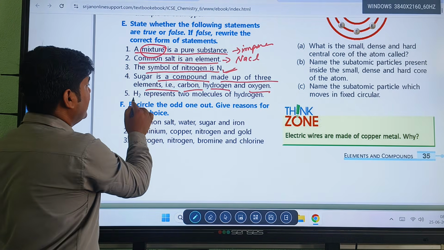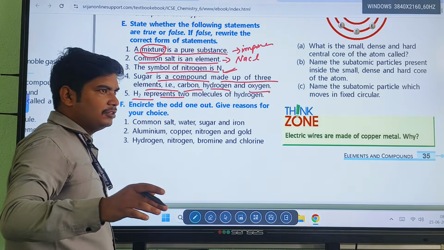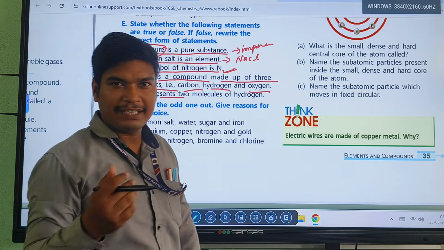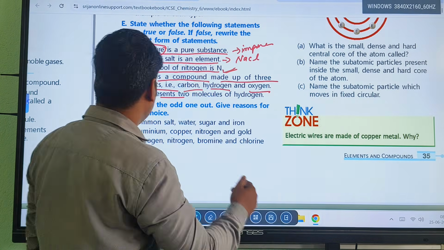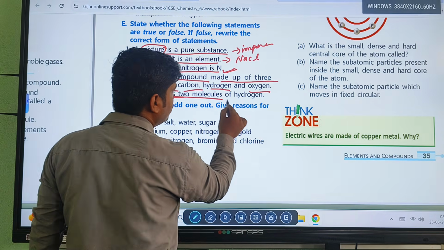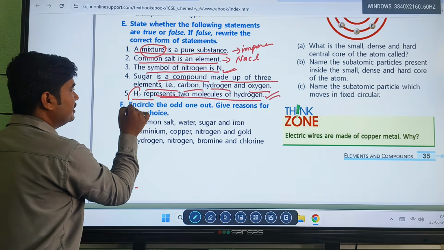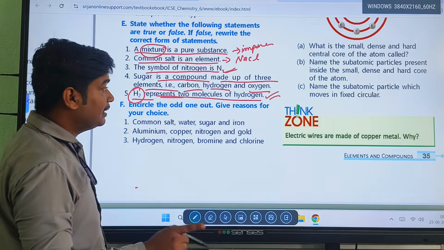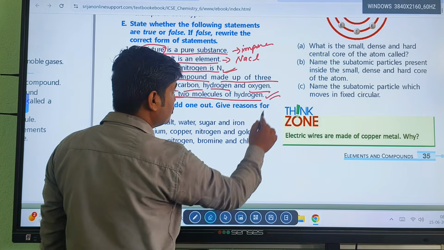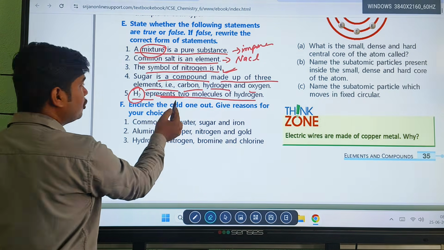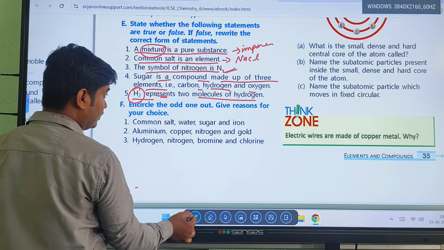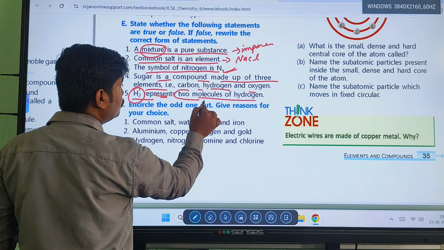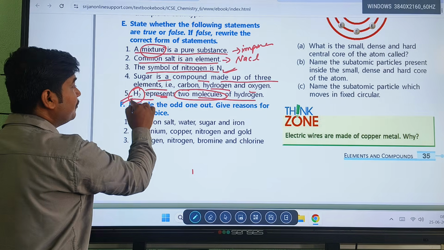Now, that is not the exact formula of sugar, that is the formula of sucrose. Okay. Now, H2 represents two molecules of hydrogen. That is also true because here you can see two atoms are there. Okay. But that is not true. Sorry, that is not true. Why? Because not two molecules are there. This is only one molecule.